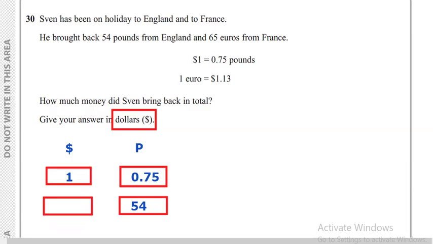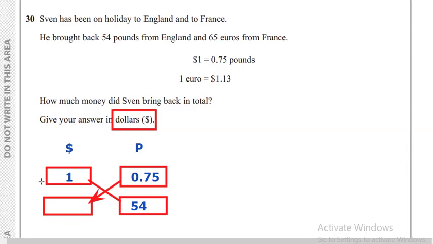He wants to turn them into dollars. Here we can use the X method or the cross multiplying method. We multiply these and then we divide it by 0.75 to get the answer, and by that, we will turn 54 pounds to dollars. Now, we use the calculator to do this. First, 54 times 1 is 54. And then divide it by 0.75. And the answer is 72.